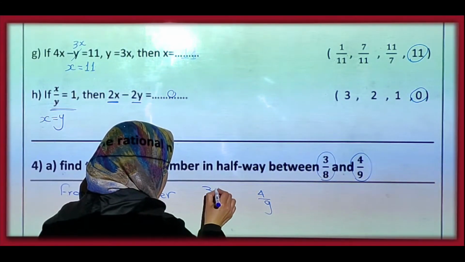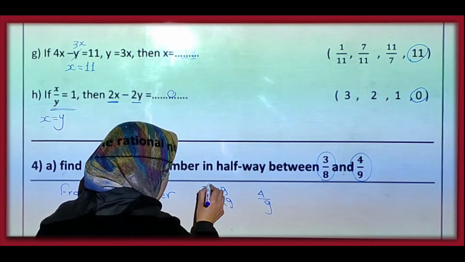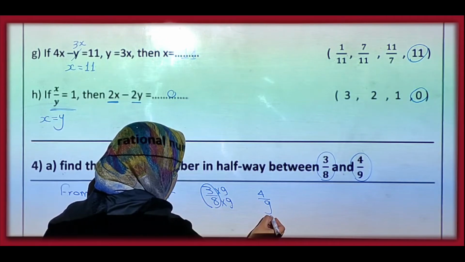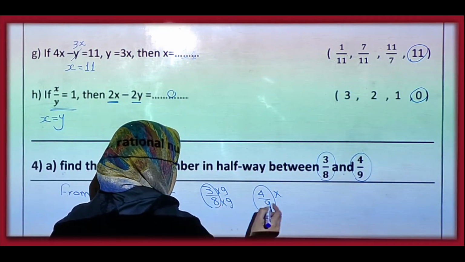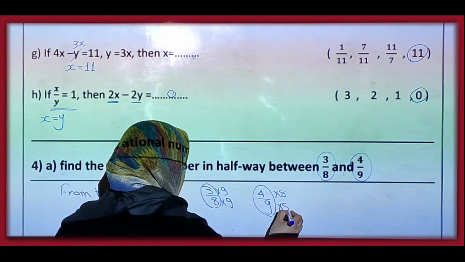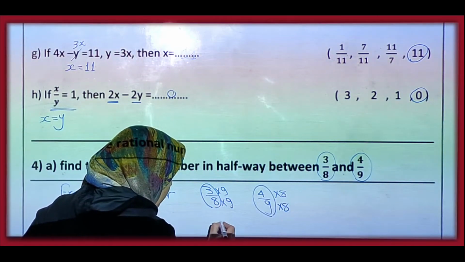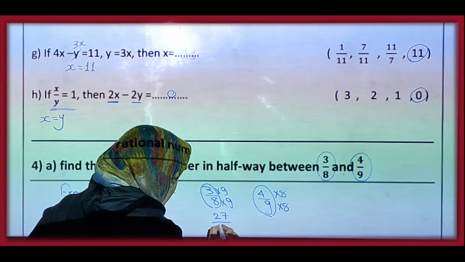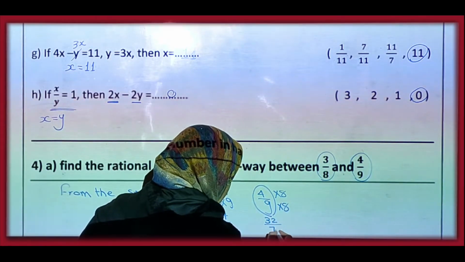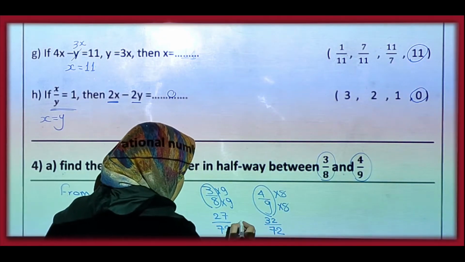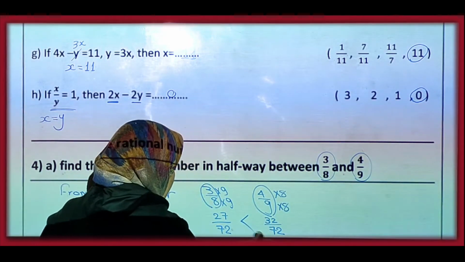We find common denominator by multiplying this fraction by the other denominator and multiply this fraction by the other denominator 8. To find equal denominators equal, 27 over 72. Here 32 over 72. So this fraction is more than.